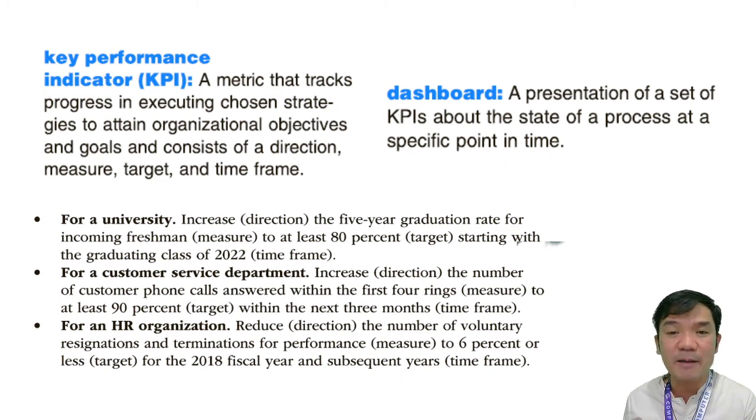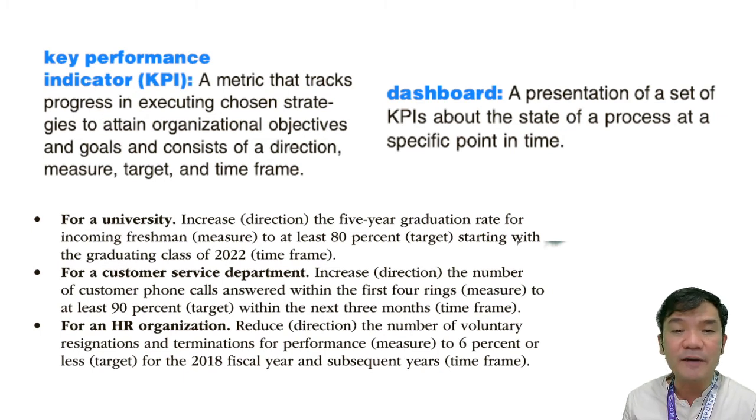So here are some examples of a KPI, because KPI is an input to a dashboard. So let me introduce first what a dashboard is. A dashboard is a presentation of a set of key performance indicators about the state of a process at a specific point in time. So first we will define the metric or key performance indicator, then we will look at the dashboard on how we can present the KPIs.